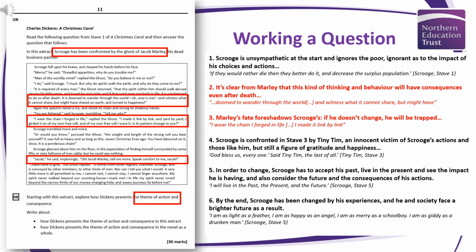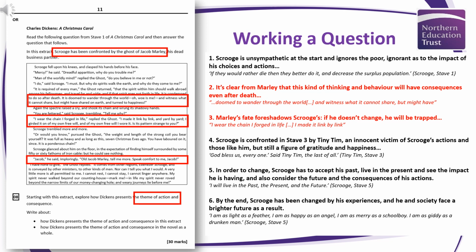Again, I think I'd go for the extract and the idea that Marley's fate foreshadows Scrooge's, that if he doesn't change, he'll be trapped. "I wear the chain I forged in life, I made it link by link." Then I'd go into, I think, Stave 3, into the present, and this idea of him being confronted in Stave 3 by Tiny Tim, who is an innocent victim of Scrooge's actions and those like him, but also still a figure of kind of gratitude and happiness. And that quotation, "God bless us, every one," said Tiny Tim the last of all.